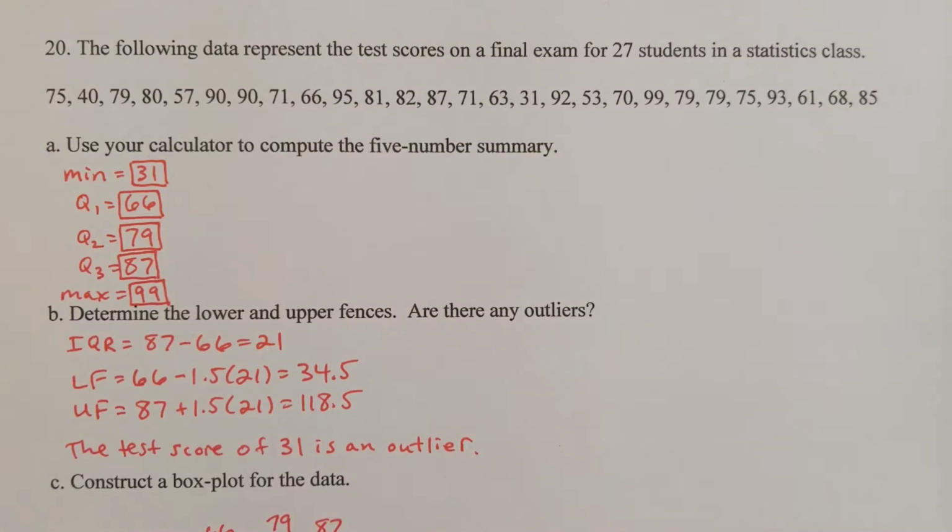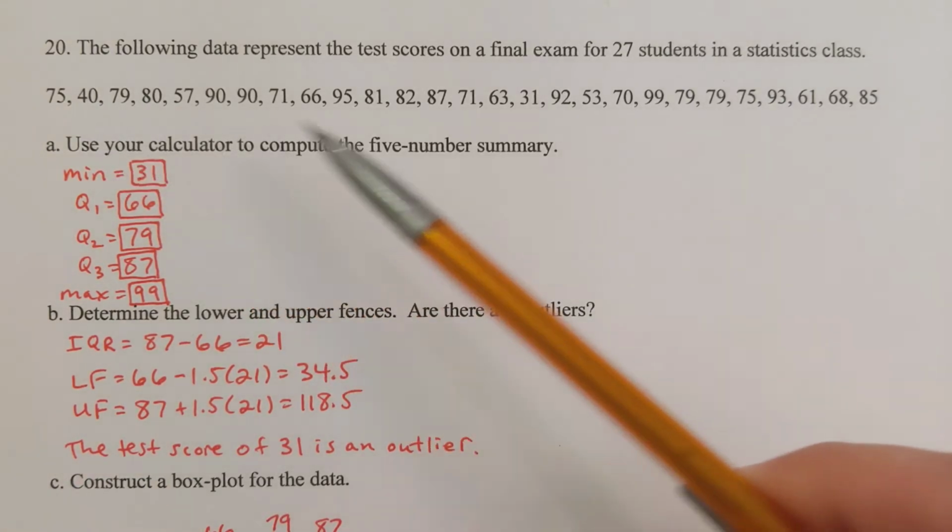All right, in this video I'm going to look to finish up section 3.4 and 3.5, or basically finish up chapter 3 altogether here. So all we have left is problem 20. Let's take a look at that. It says the following data represent the test scores on a final exam for 27 students in a statistics class. Okay, so here's our scores there.